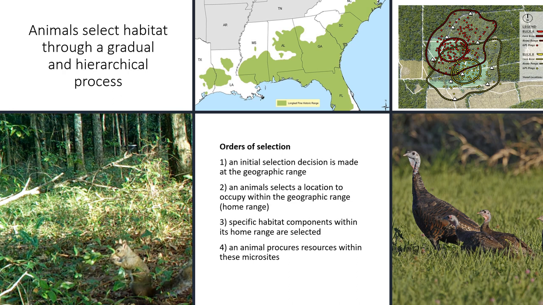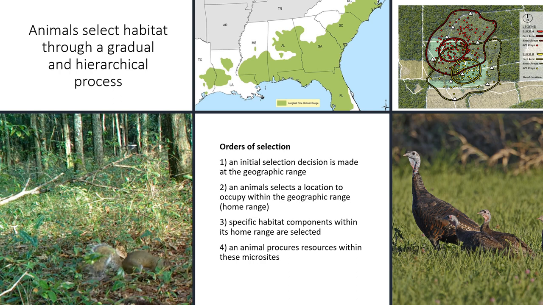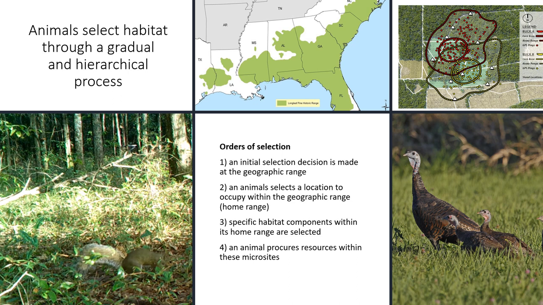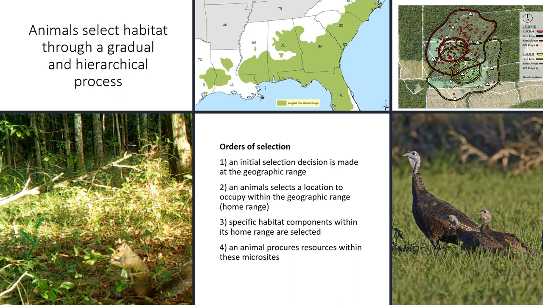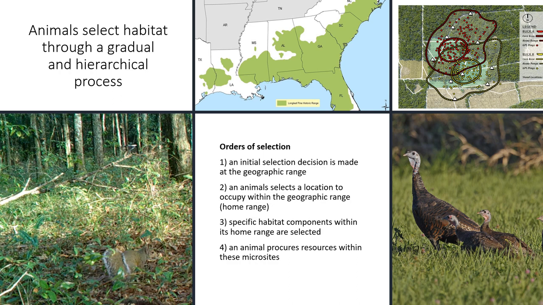Here we see this video of a squirrel. He's grabbed an acorn and he's going over here and burying it. So pretty cool footage from one of our studies. This is the fourth order of selection, where the animal is actually procuring a resource from the habitat component that it has selected.